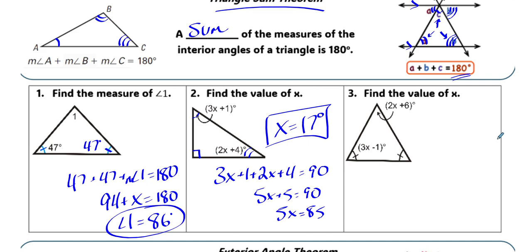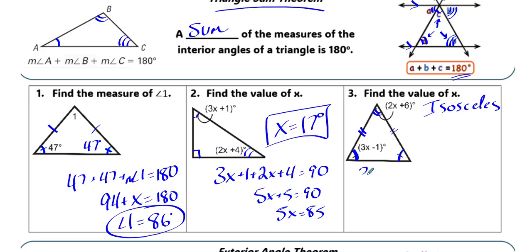Last one, we have another isosceles triangle. That's what it's called when we have two angles that are the same. It means two of these sides have to be the same. These two sides have to be congruent because the base angles are congruent. That's called an isosceles triangle. So we know that those three are going to add up to 180.